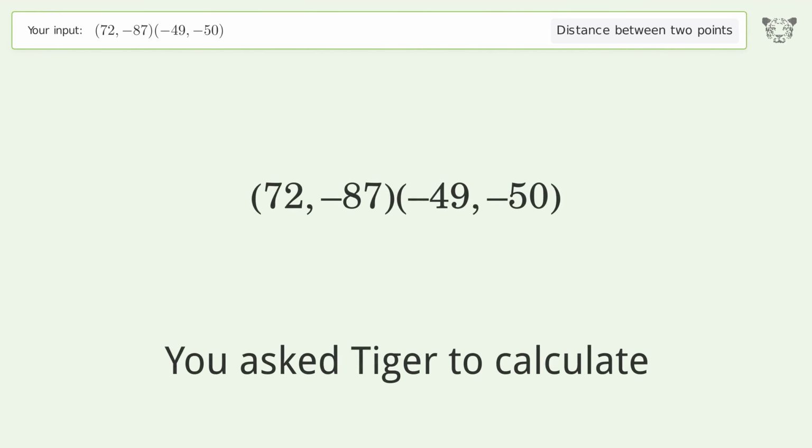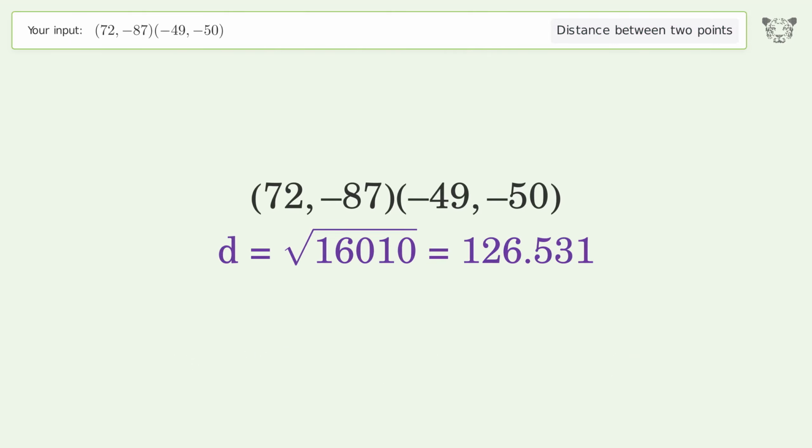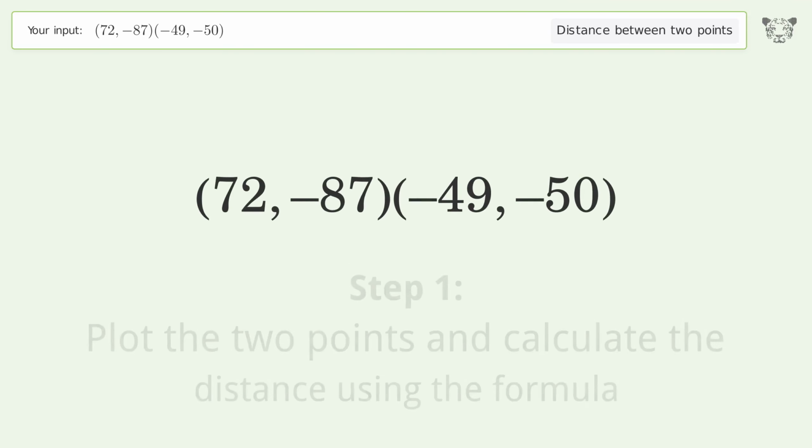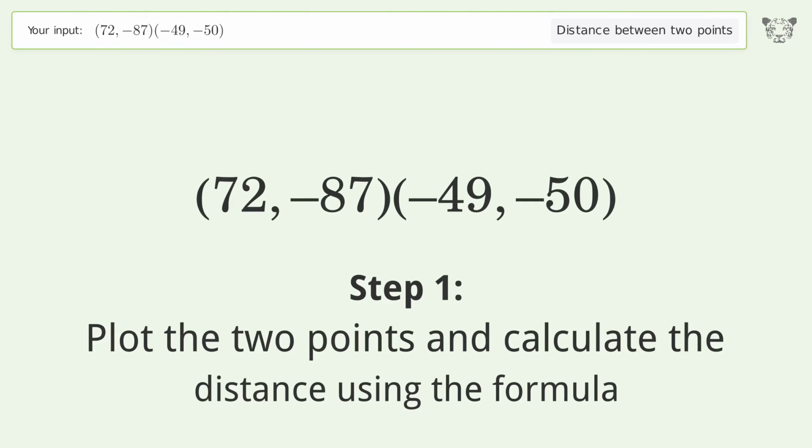You ask Tiger to calculate. This deals with the distance between 2 points. The distance between the 2 points is the square root of 16,010 or 126.531. Let's solve it step by step. Plot the 2 points and calculate the distance using the formula.